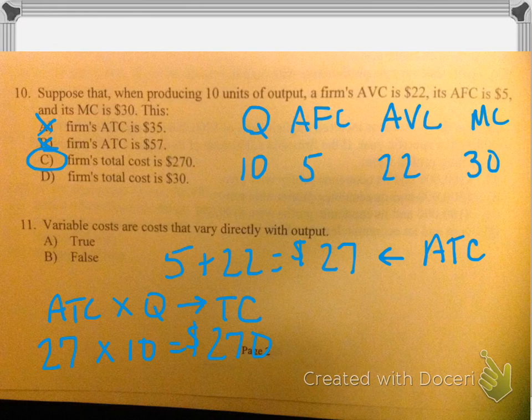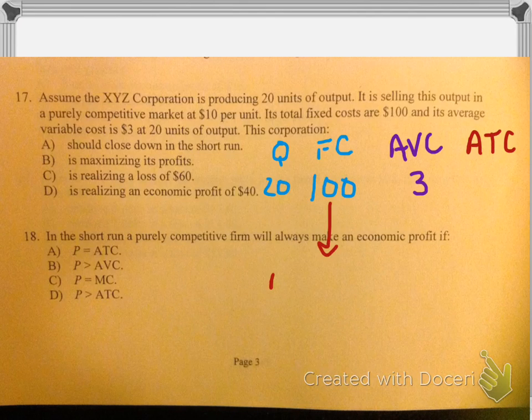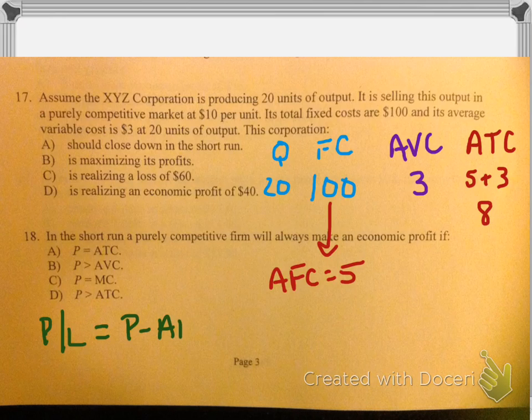Now, if we look on the next page, which is for question number 17, let's rewrite everything and let's figure out what information we have. So what I can do is I can calculate my average total cost by getting my average fixed cost and taking 100 divided by 20, which is 5, then adding that together to my average variable cost of 8.